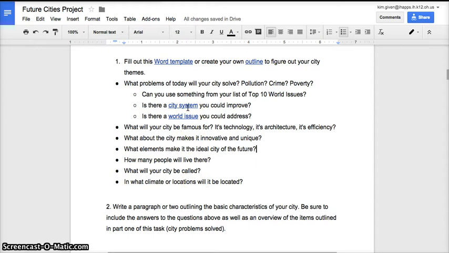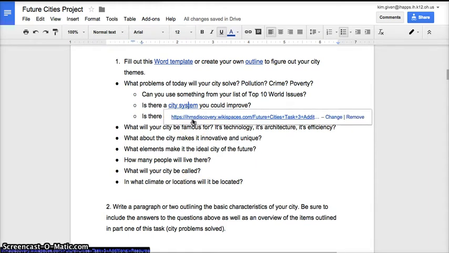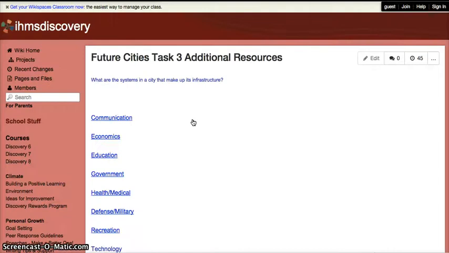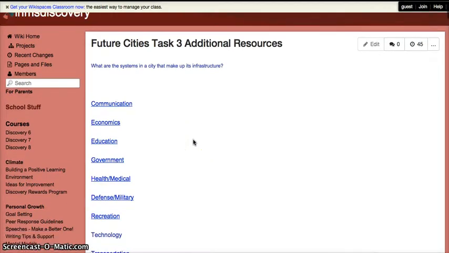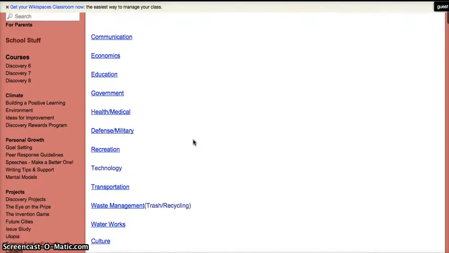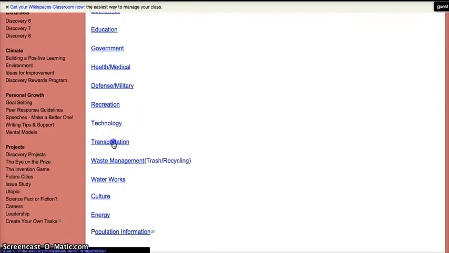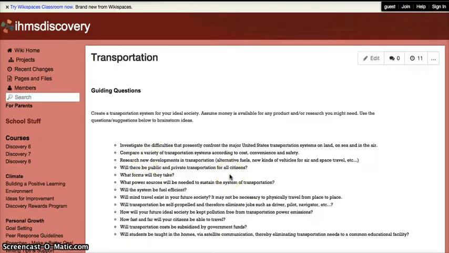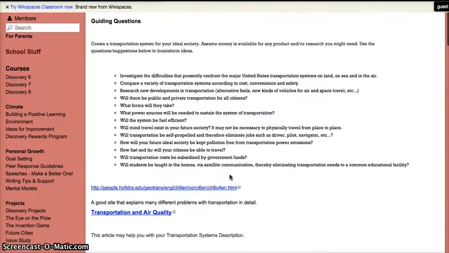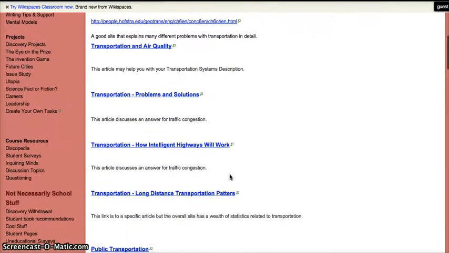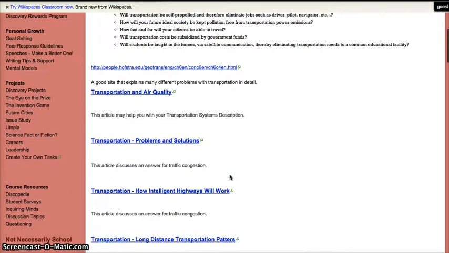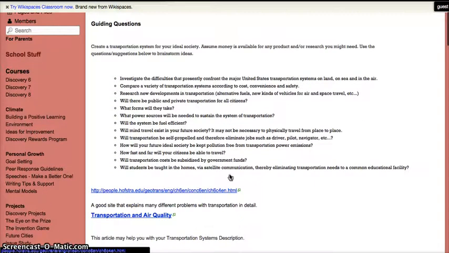I also have some resources here that could allow you to get some ideas. If you're having trouble coming up with what problems or systems your city is going to be awesome in, here's a list of different systems that are a part of cities. There are some questions to help you think about it, and then there are usually some resources below to help you learn more about transportation in this case.